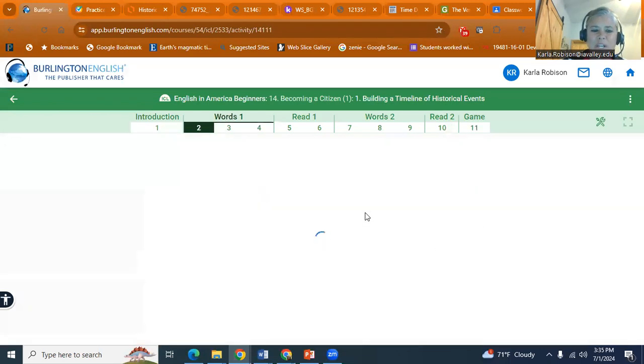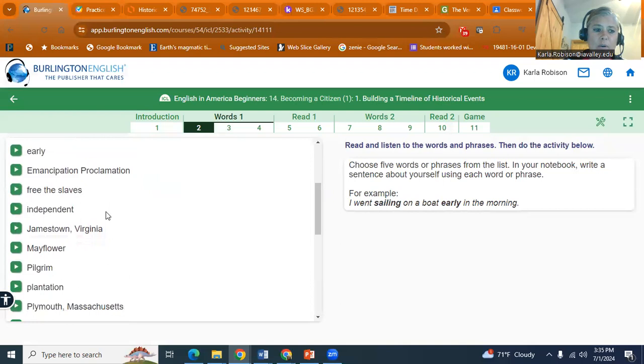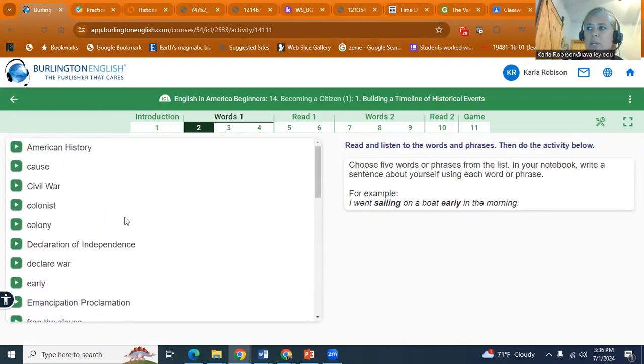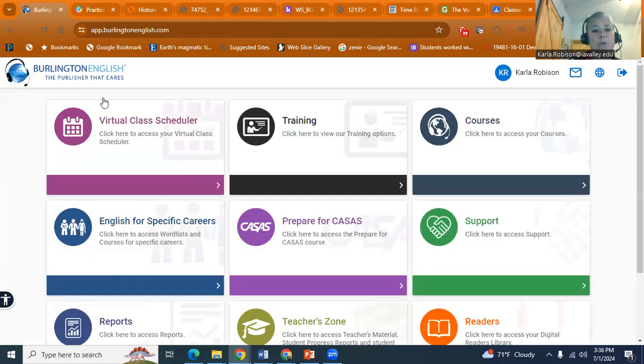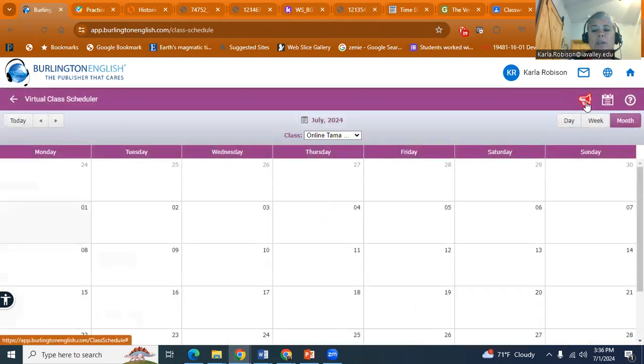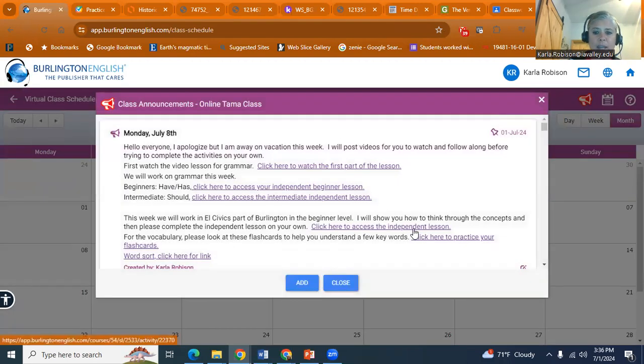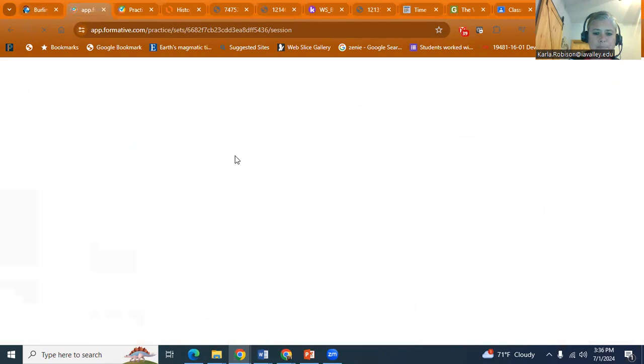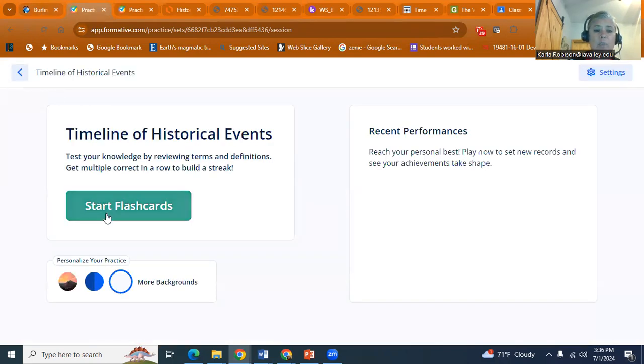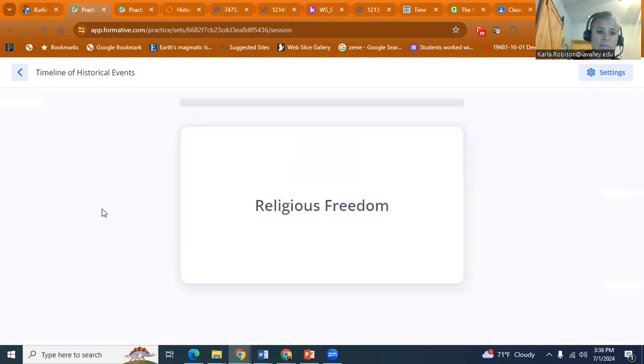So the first thing that we're going to do is the vocabulary. What I did is I picked out a few of the vocabulary words and made them into flashcards. If you go into Burlington and your virtual class scheduler, and then click into the red megaphone, it says click here to practice your flashcards. Once you click there, you're going to be taken to this screen. These are just some little flashcards I created based off the words that were there. You're going to click Start Flashcards.